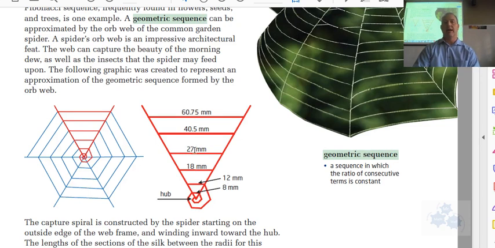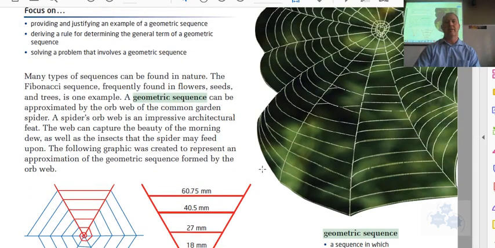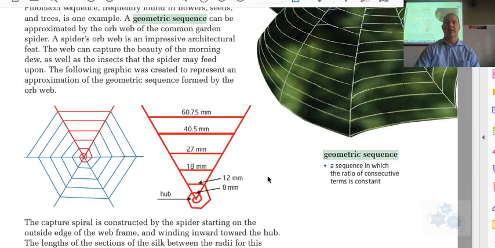Let's say this is an example of a cobweb structure here. So 8 to 12 is 4 units. Now 12 to 18 is actually 6 units. 18 to 27 is 9 units. So it's changing. So is there a pattern that we can recognize here? And that's going to be the key to the geometric sequence.